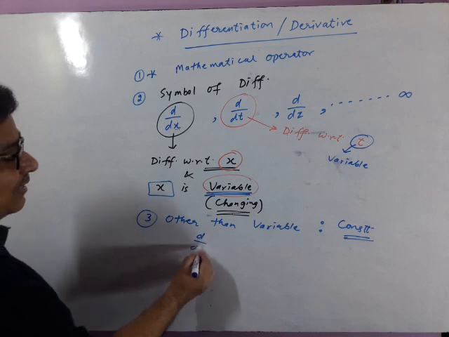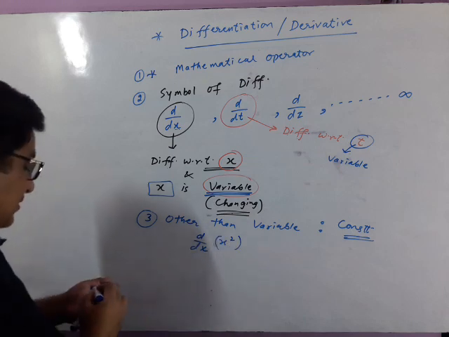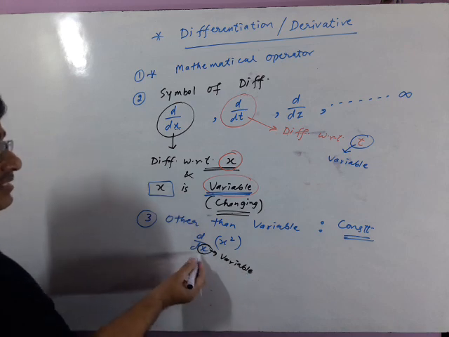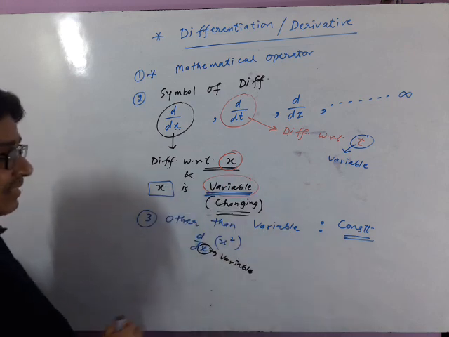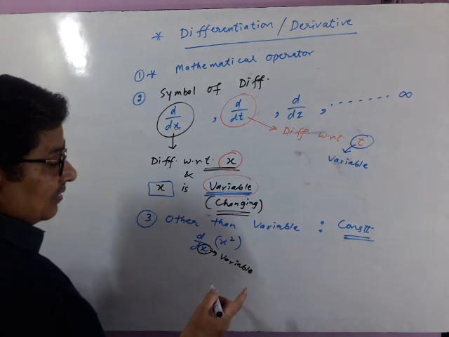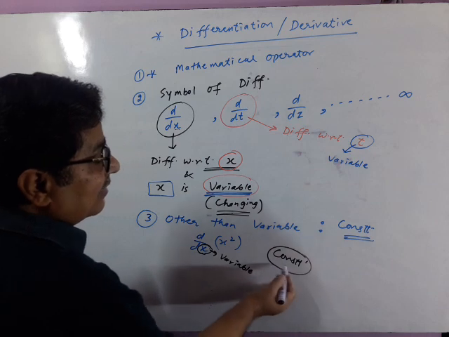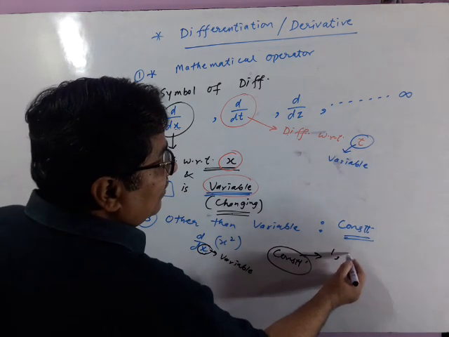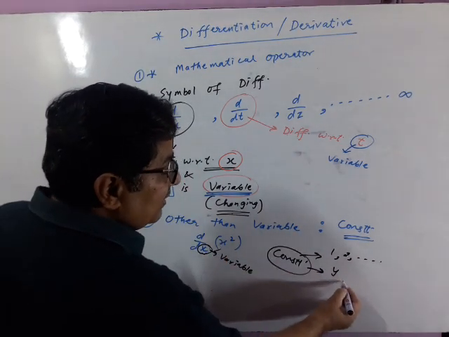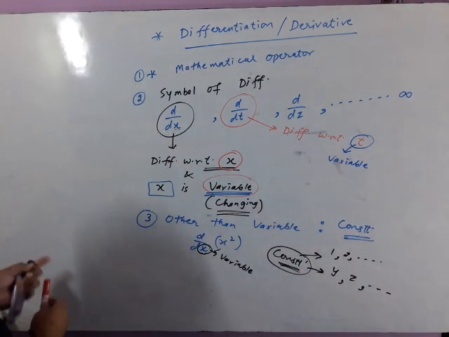For example, if I say dy dx of x square, so this x is variable. Then other than x, all are constant. This x is variable, so x square is also variable. Are you getting it? Other than x, all are constant. So who are constants? Anything other than x. Permanent constant numbers 1, 2, 3, 4, 5. Now leave x. Other than x, y, z, etc. These all are constant. Again, breathe in slowly and gradually.